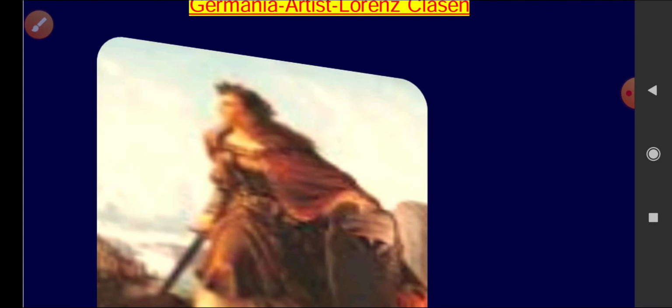One more picture of Germania. When you see these pictures in your book, you might find the names of the artists too. In 1860, the artist Lorenz Claessen was commissioned to paint this image. The inscription on Germania's sword reads, "The German sword protects the German Rhine." So these are very, very important portraits.